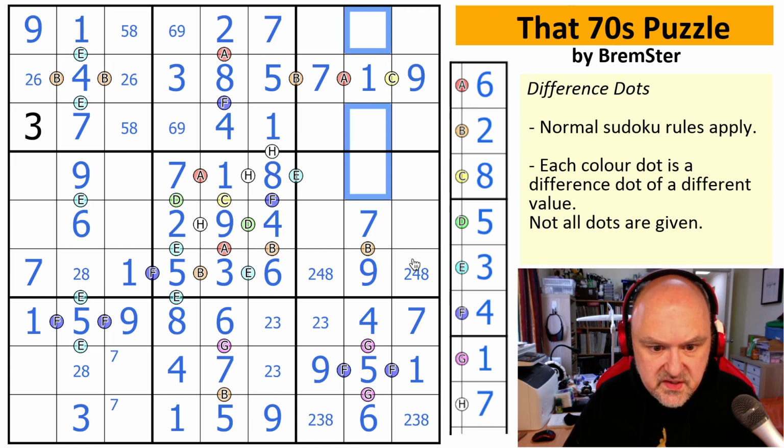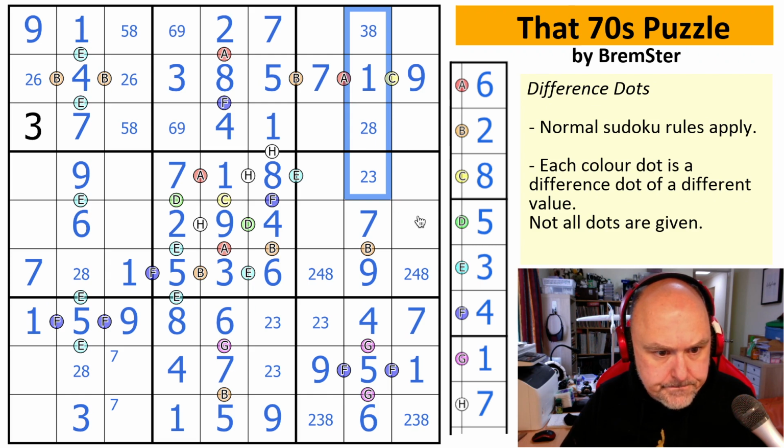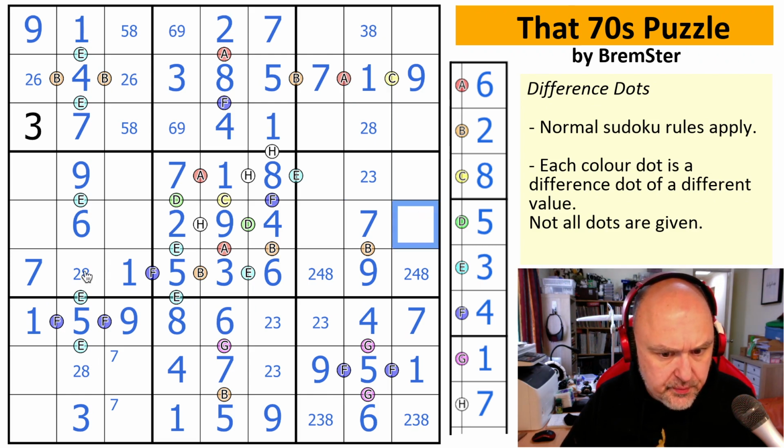This column is mostly done. I need 2, 3, 4, 5, 6, and 8. There is no 2 there. There is no 3 there. There is no 8 there. That's not helpful. I'm pretty certain all the dots are now pretty much done.